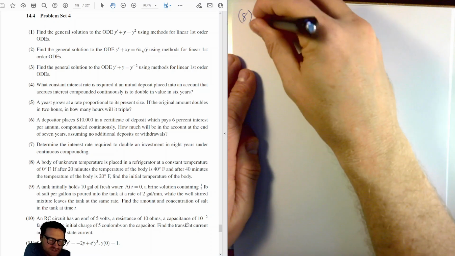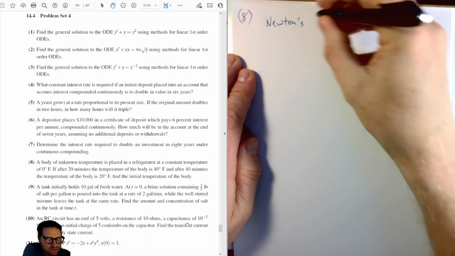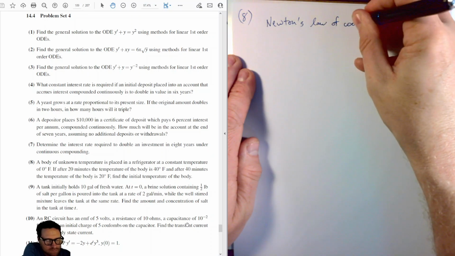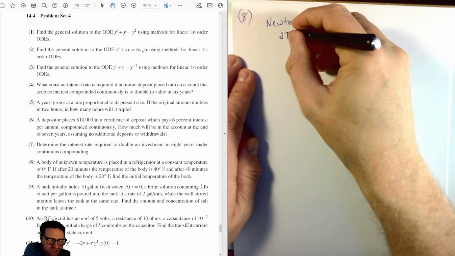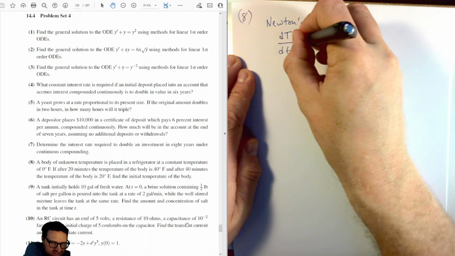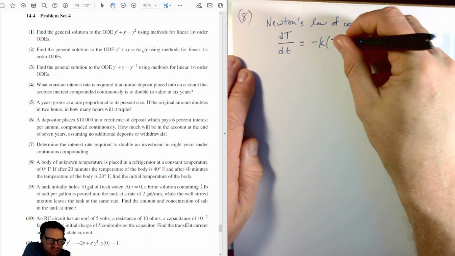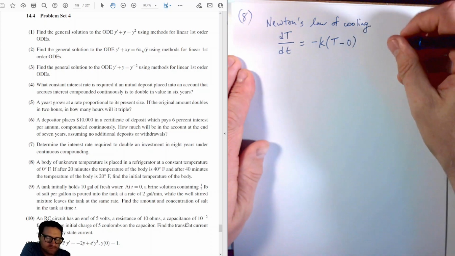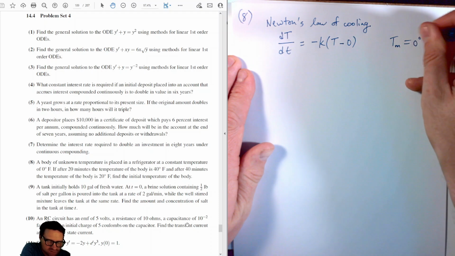Okay, so we have Newton's law of cooling. Which is to say that the rate of change of the temperature uppercase T with respect to lowercase t is minus k times (T minus the ambient temperature), but here the ambient temperature is 0. So Tm, the ambient temperature, is 0 degrees F.